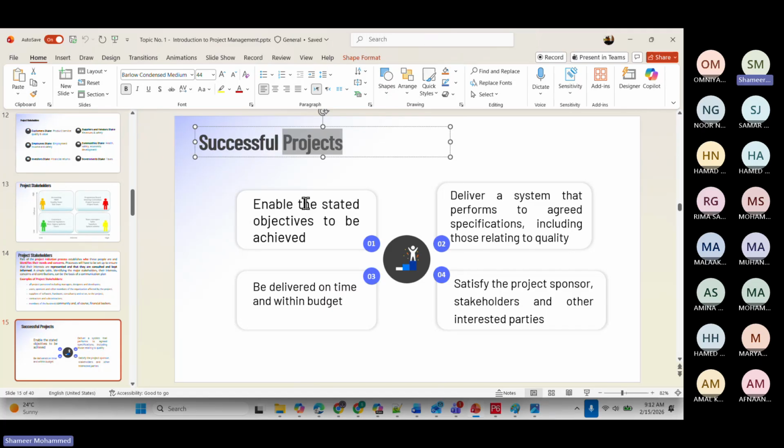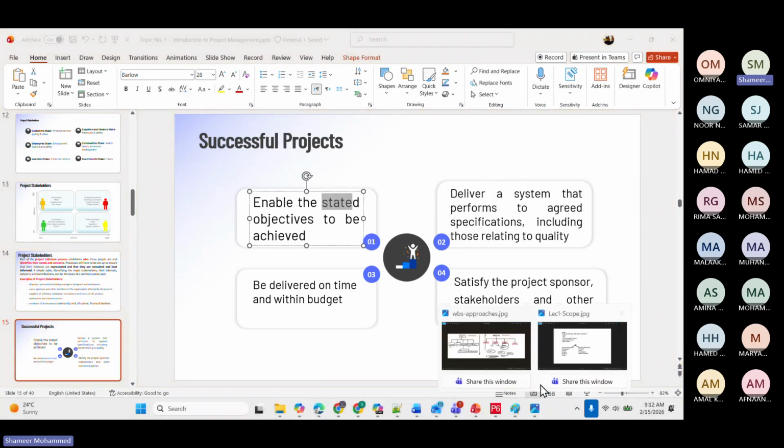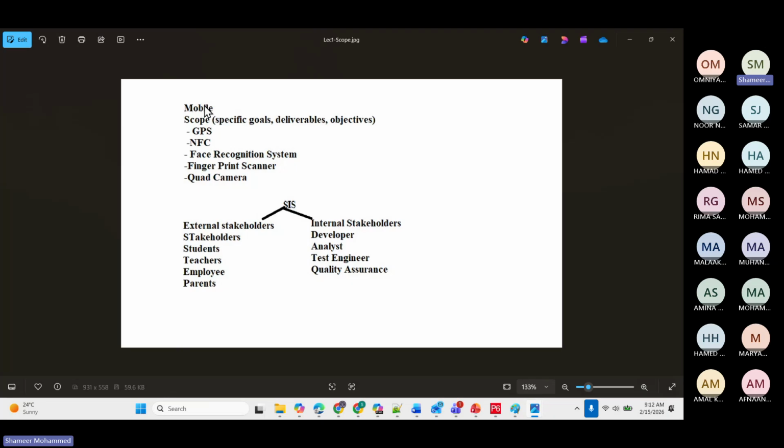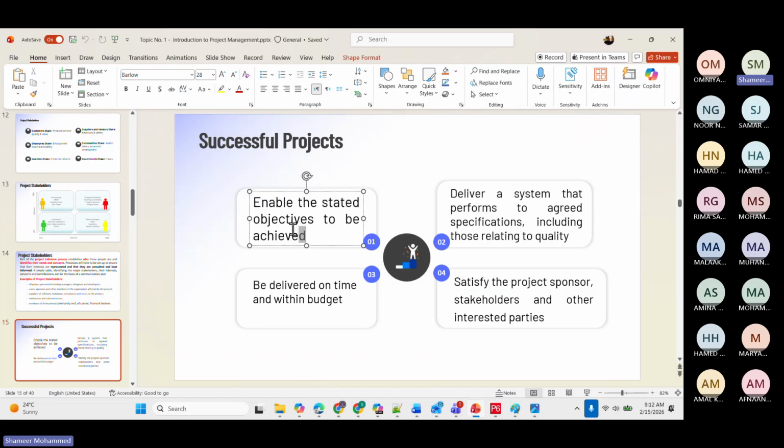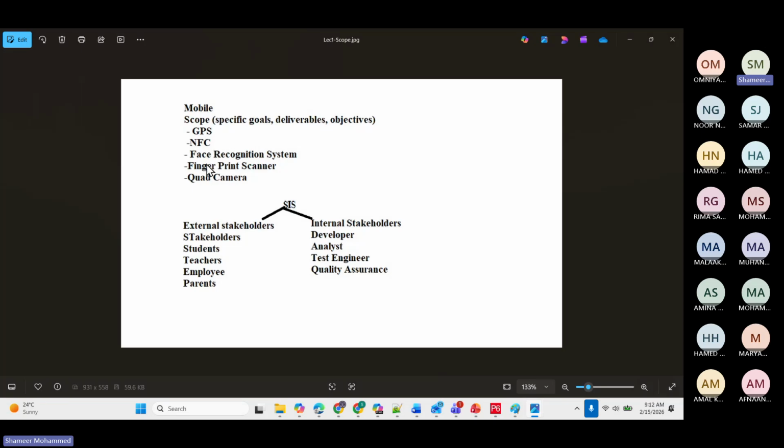Right? So it enables the stated objectives to be achieved, that is, whatever objectives the customer wants. See, I am a customer. I want all these features in my new mobile. So tomorrow you are going to design the Apple iPhone 19. In that iPhone 19, I have GPS, NFC, face recognition, fingerprint, quad camera. That means whatever I stated, you have achieved. So the customer is asking for this: 1, 2, 3, 4, 5. If you are giving all 5 items, that means it is successful.